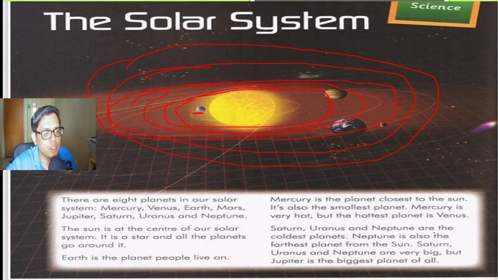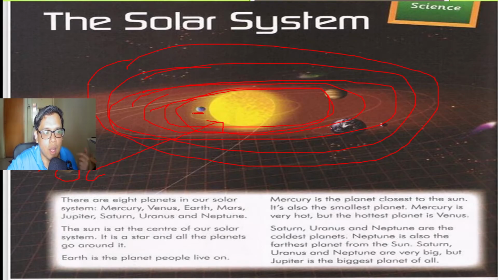Now, why are Saturn, Uranus, Neptune cold planets, but Mercury is a hot planet? Now you see Mercury is here, very near to the Sun. Mercury is very hot because it's close to the Sun. Saturn, Uranus, Neptune are very cold. Why? Because they are far from the Sun.